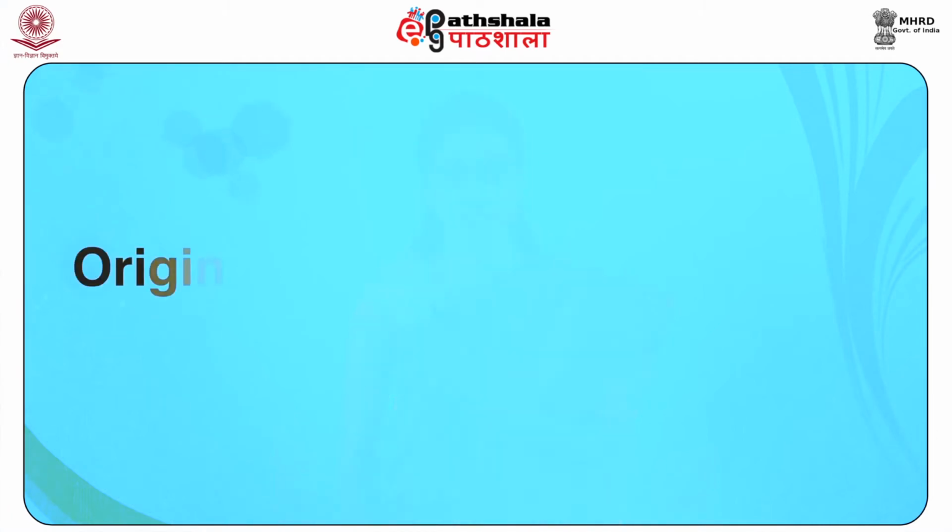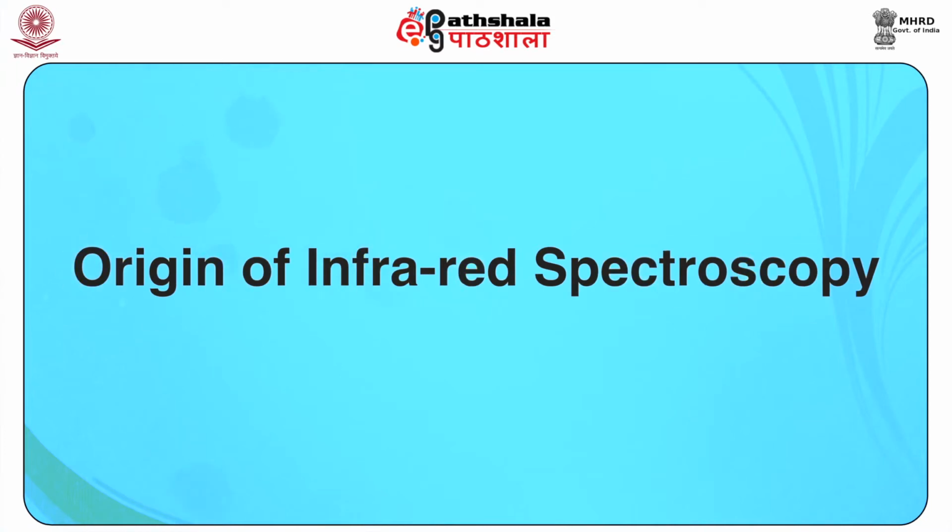Now, students, after having studied in detail the various regions of infrared spectroscopy, let us now study about the origin of IR spectroscopy. Now, IR spectroscopy gives the information about molecular vibrations, or more precisely on transitions between vibrational and rotational energy levels. Since the absorption of infrared radiation leads to transition between vibrational and rotational levels, as I have already told you, it is also known as vibrational rotational spectroscopy.